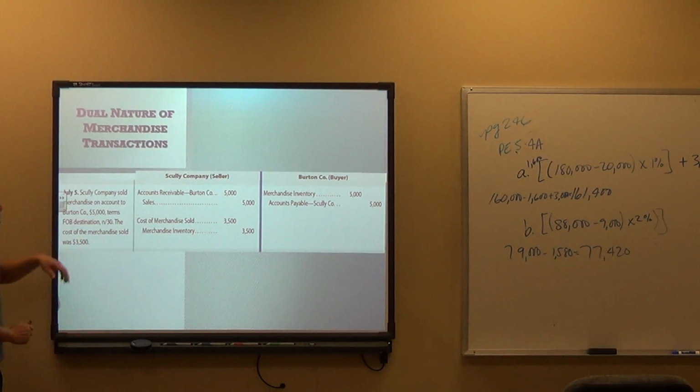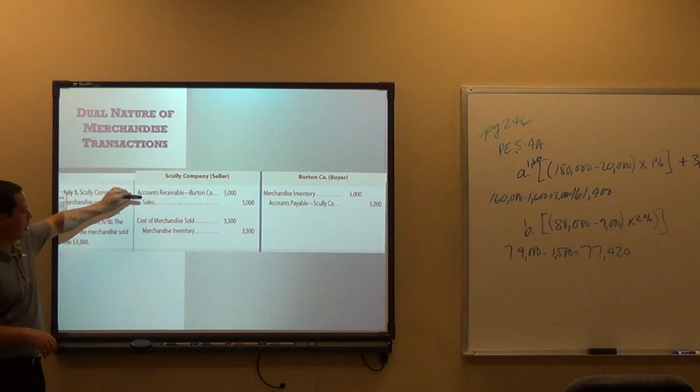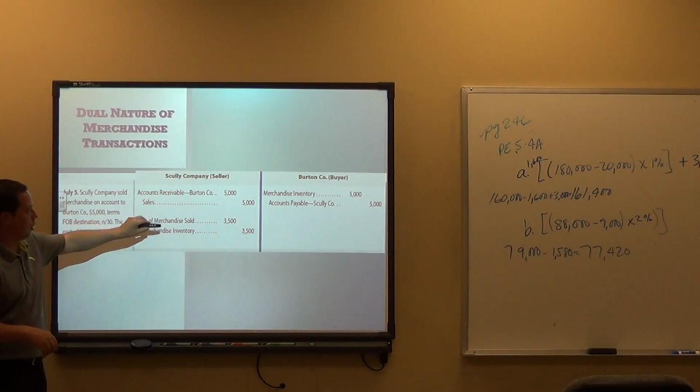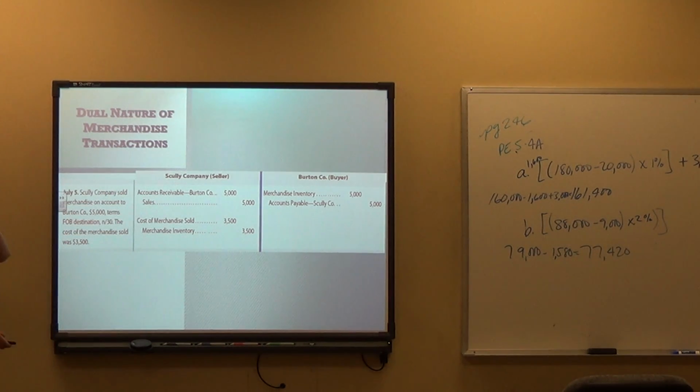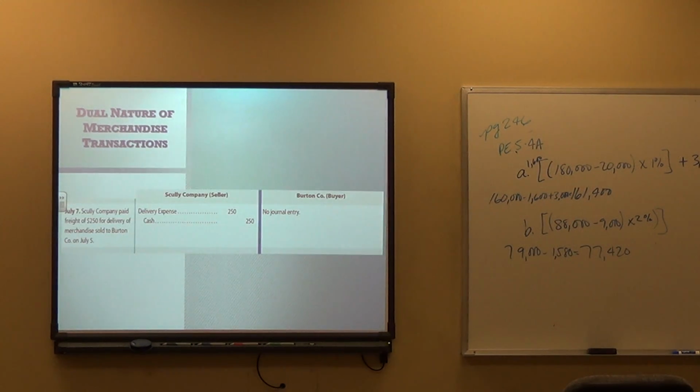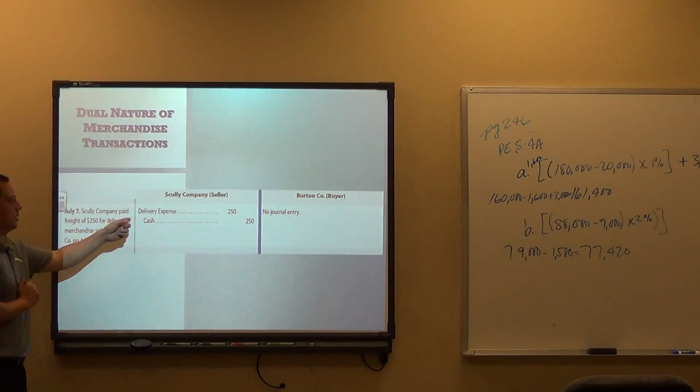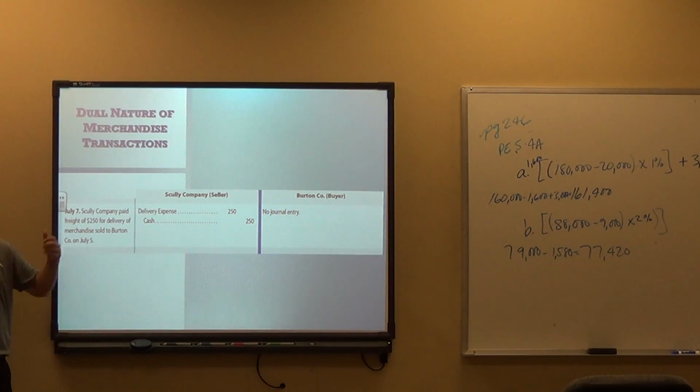On this one here, Scully Company sold the merchandise on account to Burton. So now they sold some more. This is our cost of merchandise sold, and then again, what they look at there for the Burton Company. And in this one, we are now paying delivery expense as if we were Scully. So we have delivery expense of $250 and cash $250.